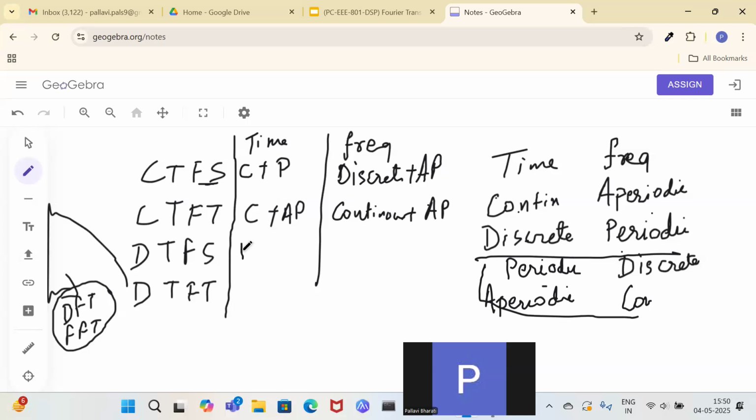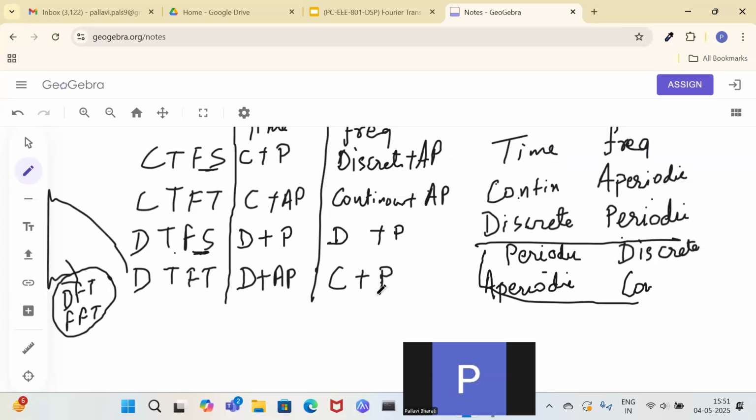Now this part, discrete and periodic. This is the discrete Fourier series. Series means we take it periodic, so discrete and periodic will remain discrete and periodic. Now if you take this one, discrete and aperiodic, then it is going to become continuous and periodic. When you write the formulas for all this, you will understand this more clearly.